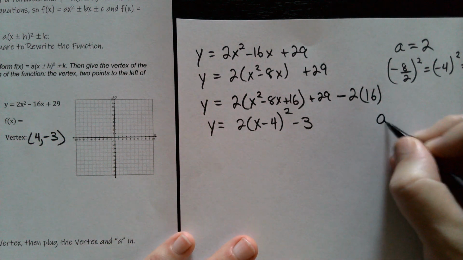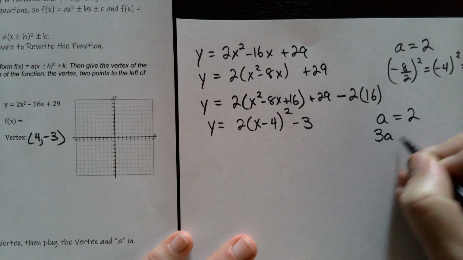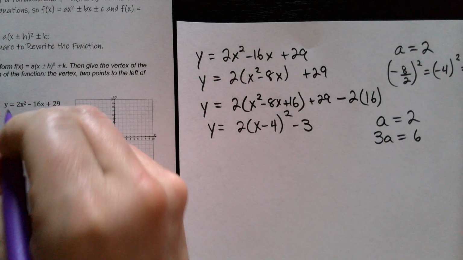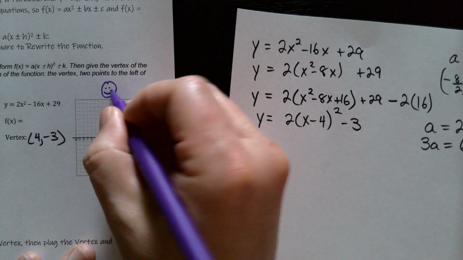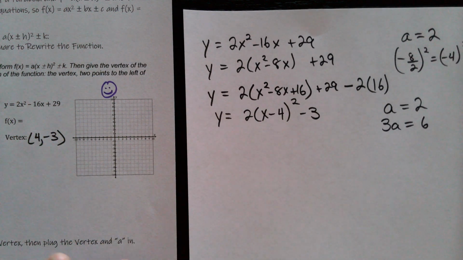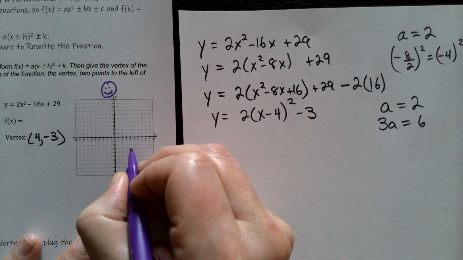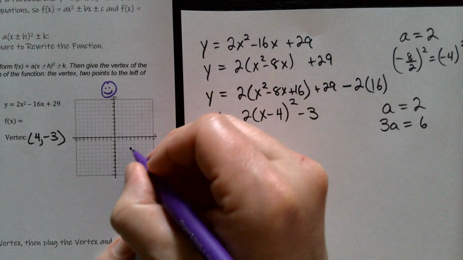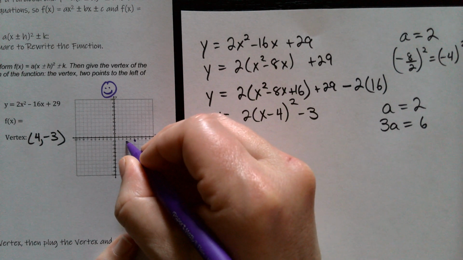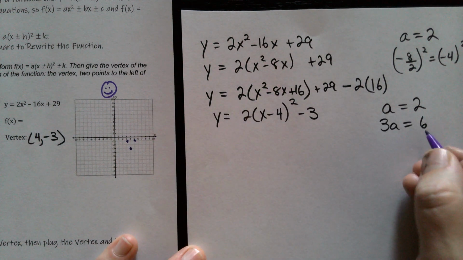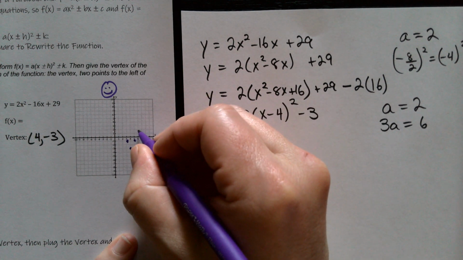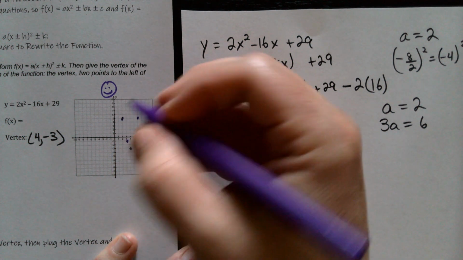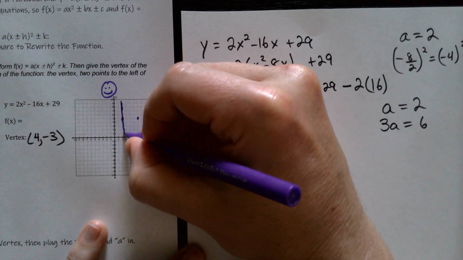Let's go ahead and figure out what our a is. It's 2. What is our 3a? It's 6. Is this one opening up or down? Well, it's positive, so smiley face, it's opening up. Let's go to our vertex, 4, negative 3. And then we'll go over 1, up 2. So over 1, up 2, over 1, up 2. And then over 1, up 6. Over 1, up 1, 2, 3, 4, 5, 6. And there is the graph of the parabola.